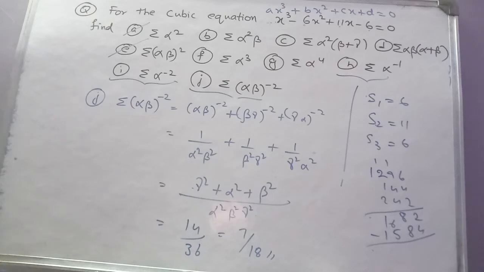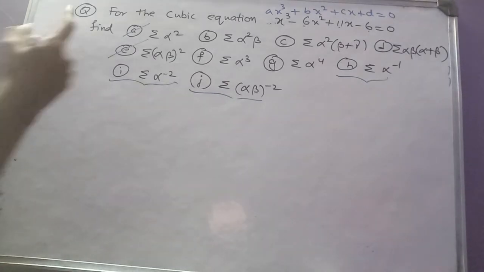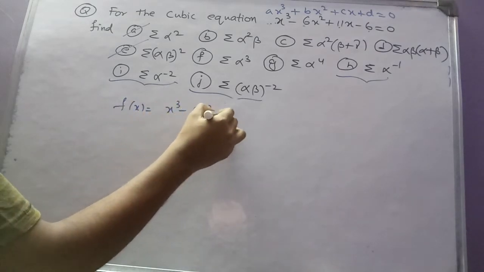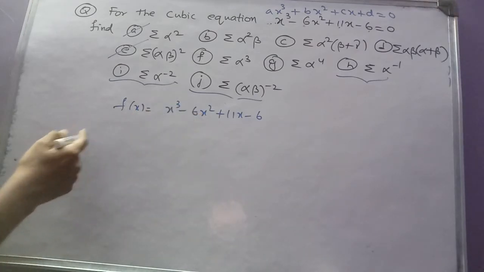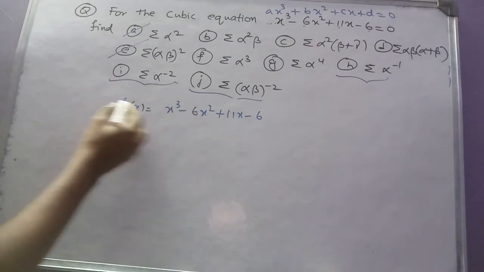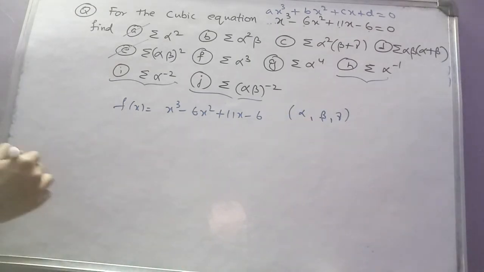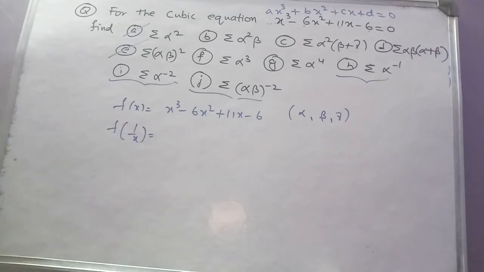And I told you that I'll give you another method for H, I and J, right? So what is that other method? Let us see. Dear students, if we consider the original equation as f of x, whose roots for f of x equal to 0 are alpha, beta, gamma, then what are the roots of f of 1 by x equal to 0?